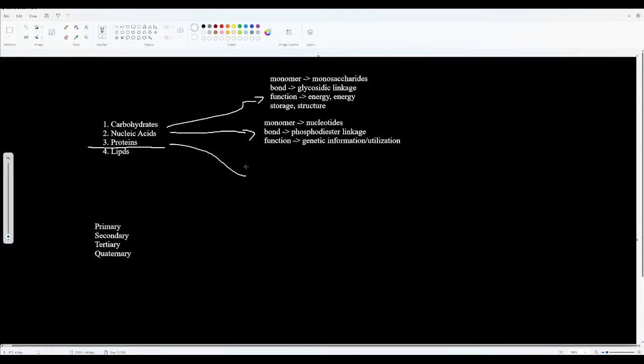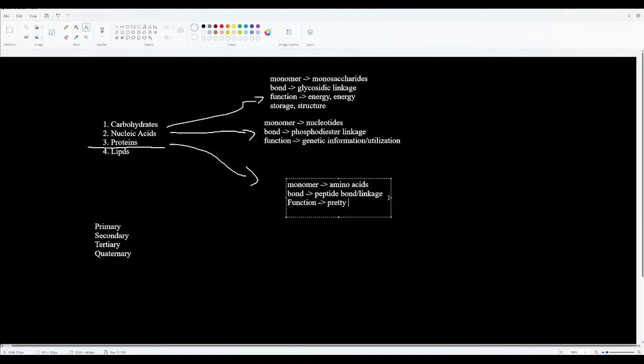Proteins, the monomer are amino acids. The bond, and once again, pay attention to this, is a peptide bond / linkage. And the function is pretty much everything. Proteins have so many different functions, including energy usage.